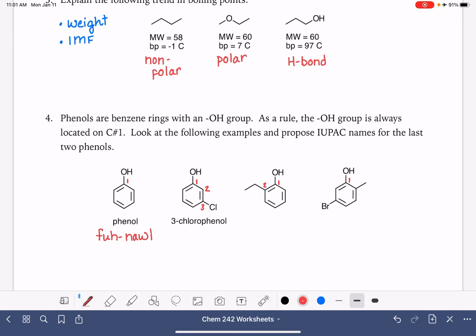Remember that when we're numbering a ring, we can number clockwise or counterclockwise. It's our choice. We want to give our substituents the smallest possible number. So this would be called 2-ethyl phenol.